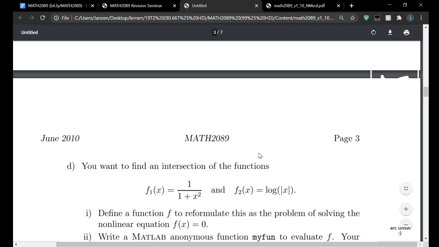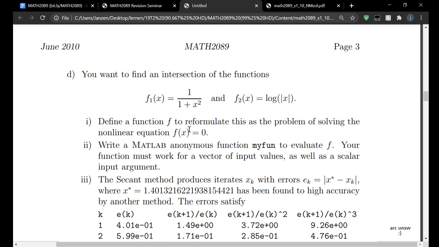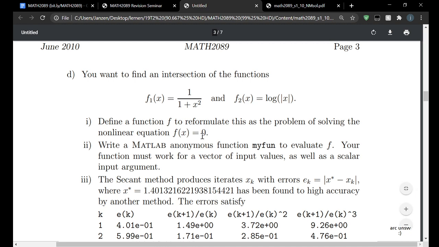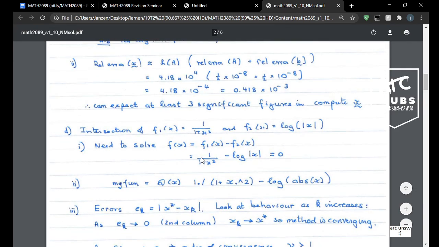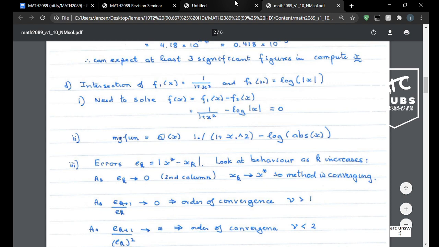You want to find an intersection of the functions. A lot of MATLAB. Okay, yeah, so to find the intersection of the functions, we are just equating these two function expressions together. Once you equate them together, you can also move one of the expressions to the other side so that one of the sides of the expression is equal to 0. As such, f is equal to f1 minus f2, and you'll get this expression here, and you just equate it to 0. Yeah, easy marks.